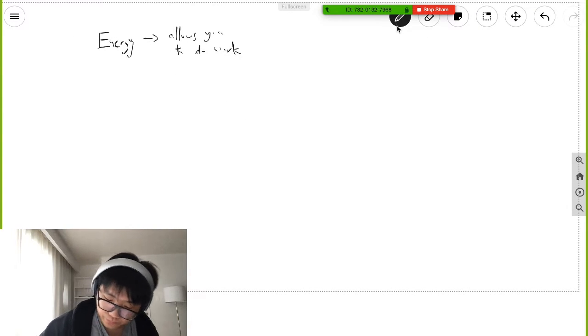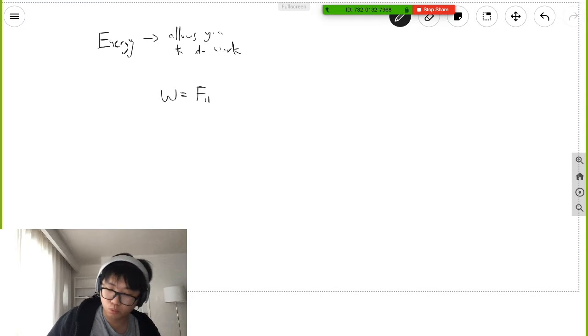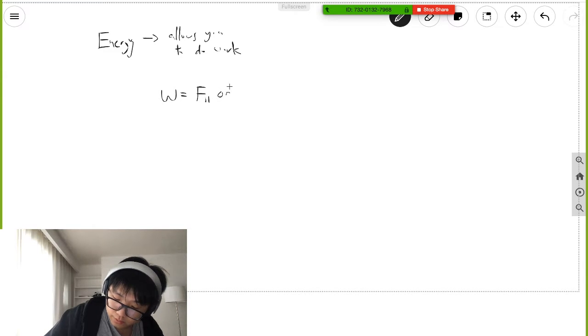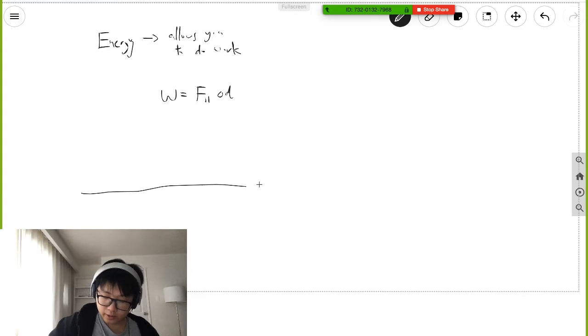So work is going to be equal to force parallel, so the component of the force that's pointing towards where it's actually traveling, times its displacement. So what that means is this: if I have a box and I'm pushing it this way.